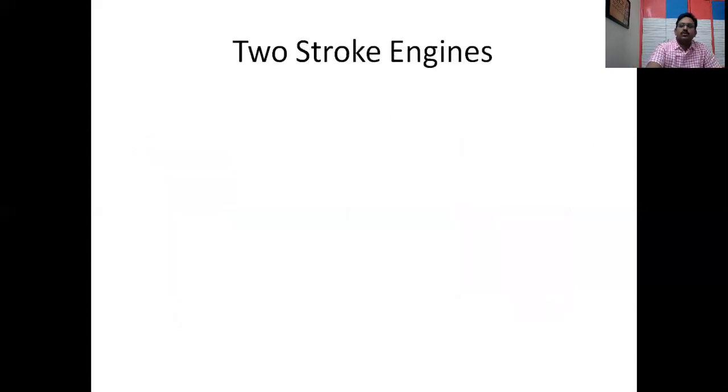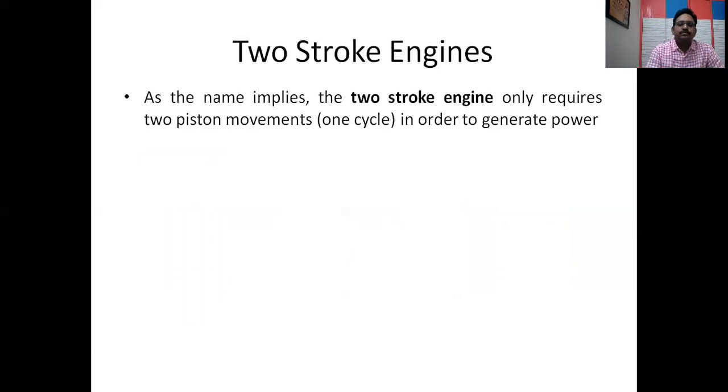Now we'll quickly go through the 2-stroke engines. What are the various 2-stroke engines that we have? As the name implies, the 2-stroke engine only requires 2 piston movements, that is one cycle, in order to get power. That means in a 2-stroke engine you have 2 distinct strokes, only 2 strokes in one operating cycle. In one movement of the crankshaft, you will have 2 strokes, and within these 2 strokes only, all these operations, suction, compression, expansion or power, and exhaust should be performed.